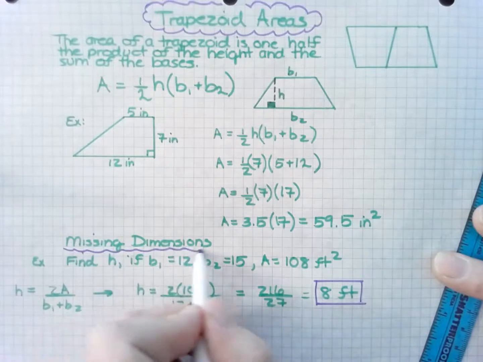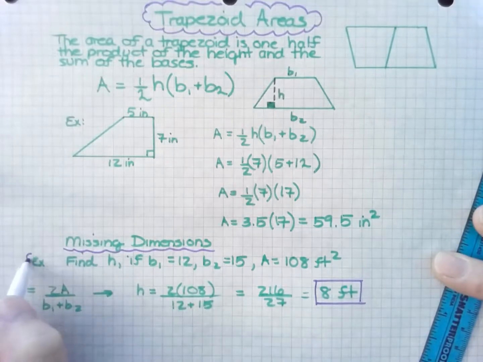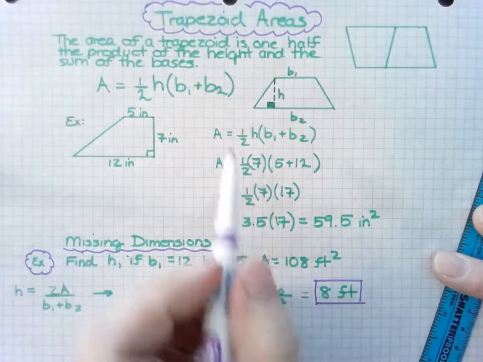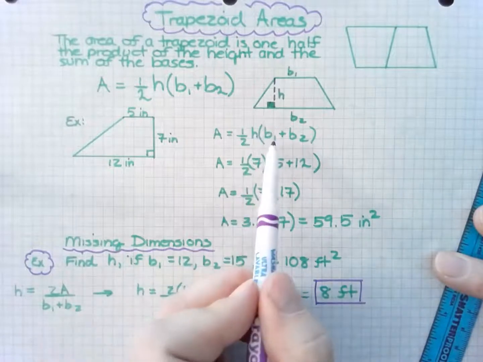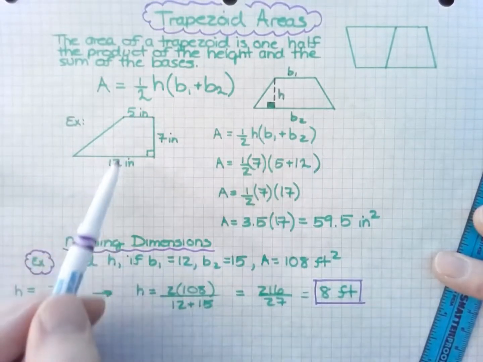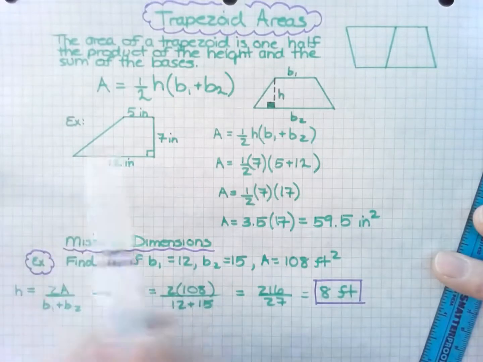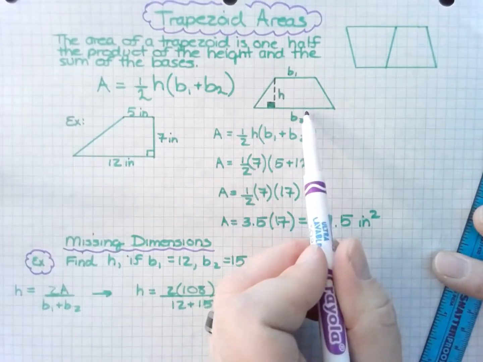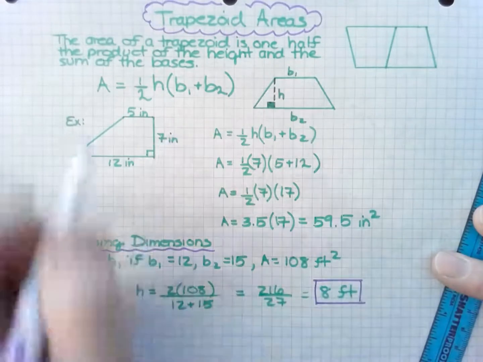So make sure that we are identifying our height, our bases, and that includes if we have right trapezoids, isosceles trapezoids, and irregular trapezoids.